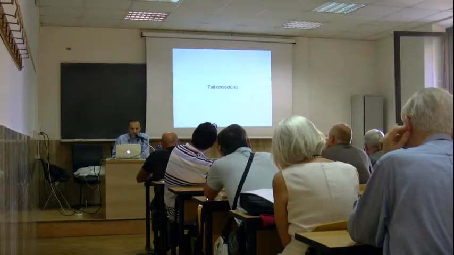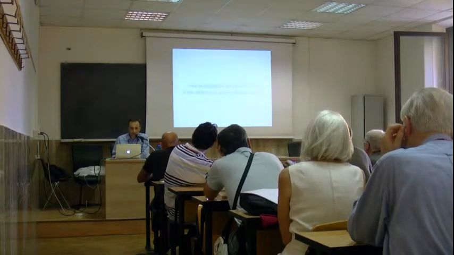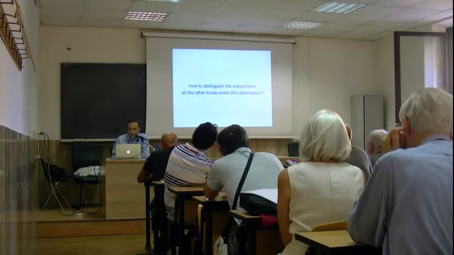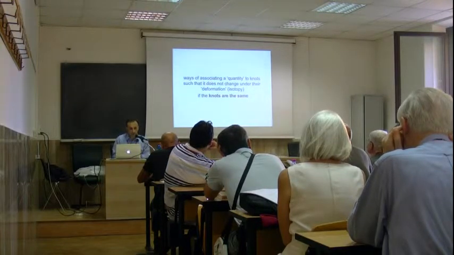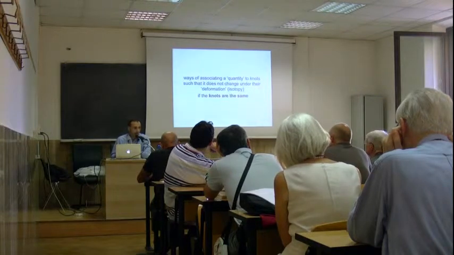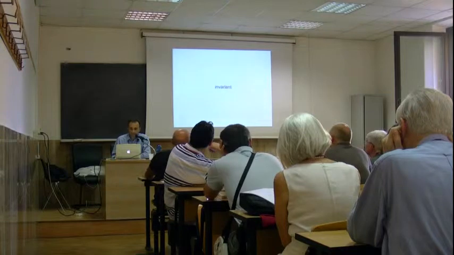So let's go back to the problem. How to tell knots apart? How to distinguish a knot from the other knots under this deformation? A basic strategy is the search for ways of associating a quantity to knots such that it does not change under the deformation, so isotopy, if the knots are the same. And that's what is called an invariant.